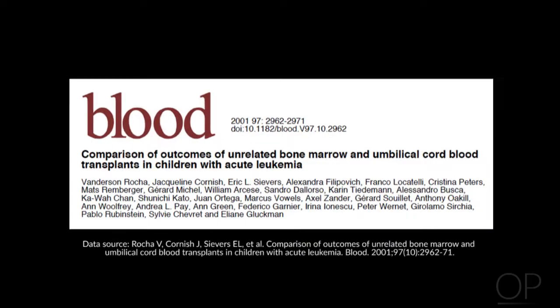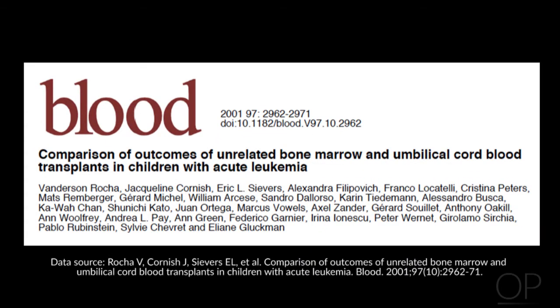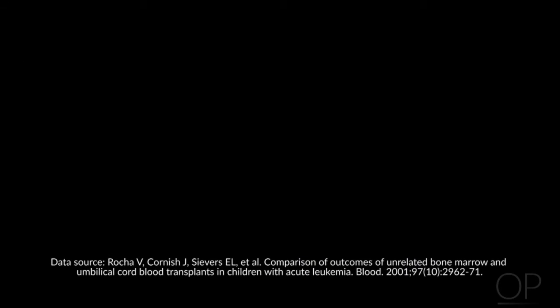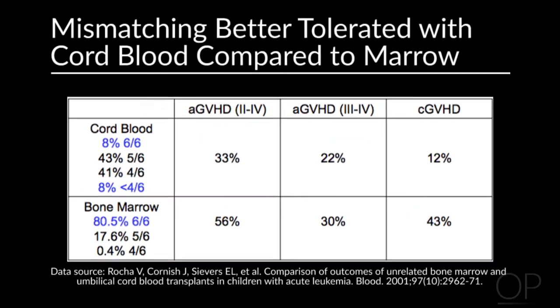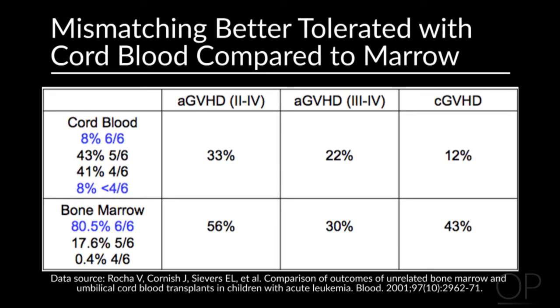look at a study again from Dr. Roca comparing sibling cord blood use to bone marrow. The top line shows degree of full matching in cord bloods. So in this population, you see only 8% of those patients had a 6 out of 6 match, compared to almost 81% of the bone marrows. And then when you look at a 4 out of 6 match, you see 41% of the cord blood, whereas only 0.4%, so less than 1% of the marrows.